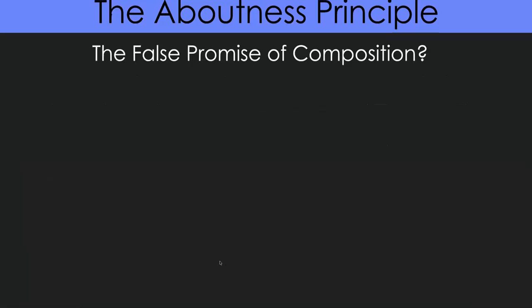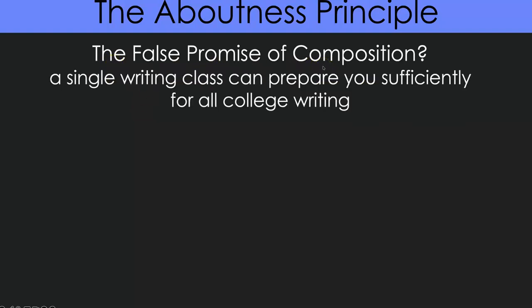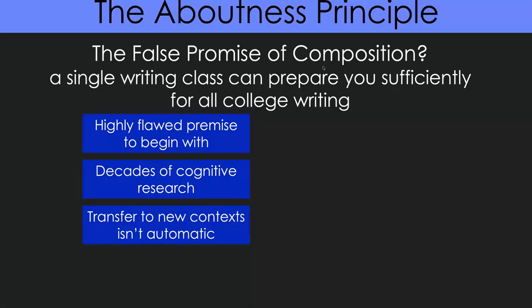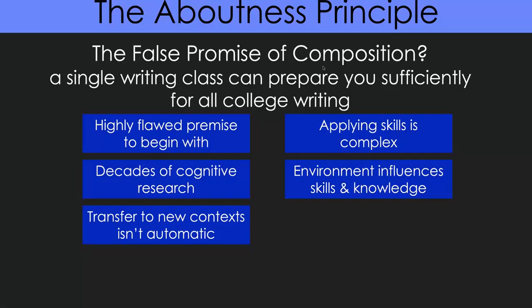Okay, so if we take all of this, we might ask ourselves, based off of that paragraph alone, what is the false promise of composition? Well, it's that a single writing course can prepare you sufficiently for all college writing. And from that paragraph, we can see that it's a highly flawed premise to begin with, backed up with decades of cognitive research, that we learn that transferring skills is not automatic. We learn that that's because applying skills is complex and dependent on the environment that you produce them in, or use them in, or learn them in. And so because of those factors, it becomes unreasonable to imagine that a composition class can do all of the work to prepare you for college.